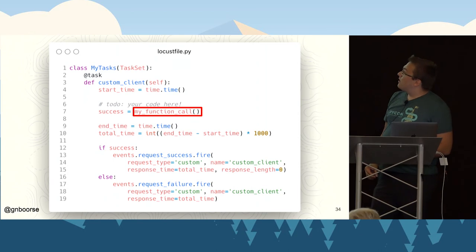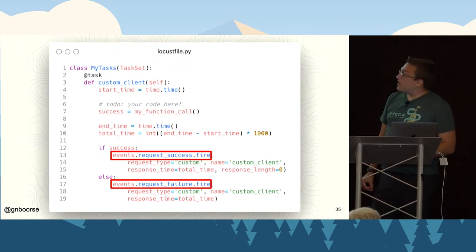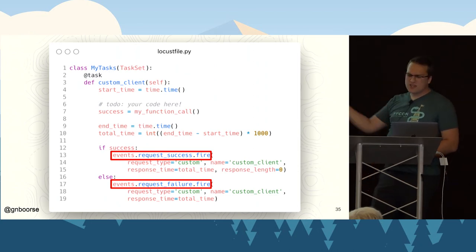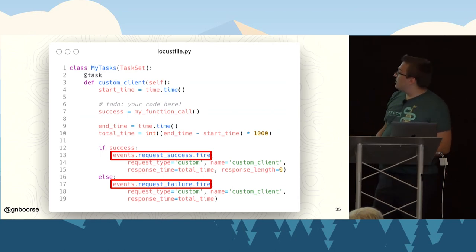And then, we're saving the result in the success variable there. And then we register these events on Locust itself. And this is using gevent, which maybe some of you are familiar with. And that's pretty straightforward. You can do pretty much anything.